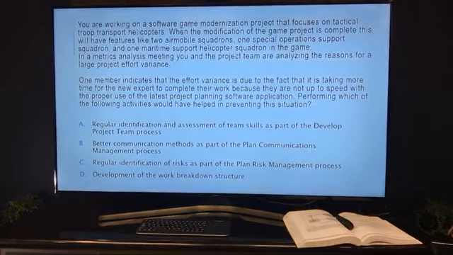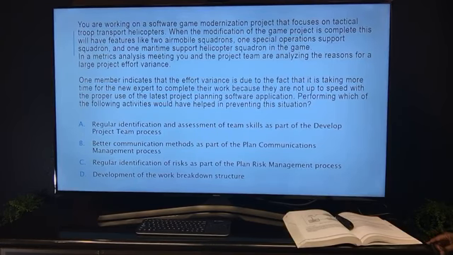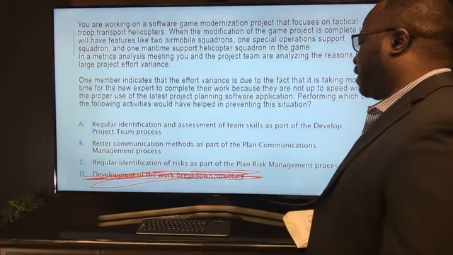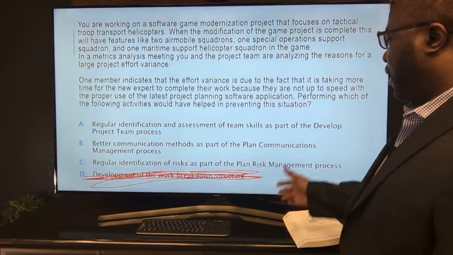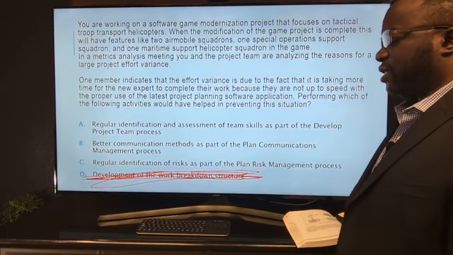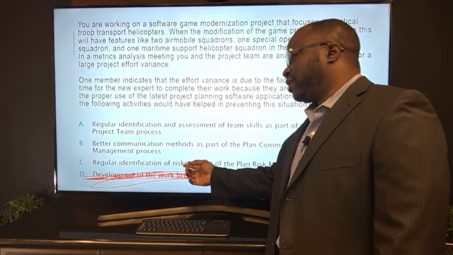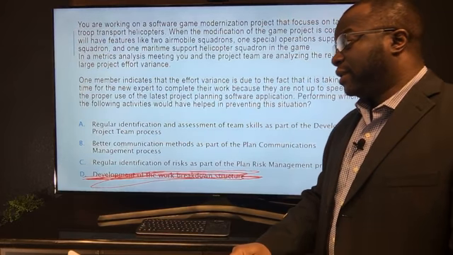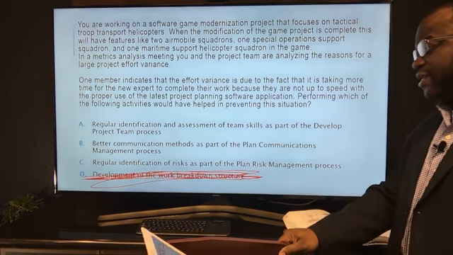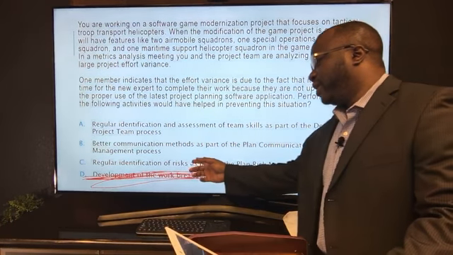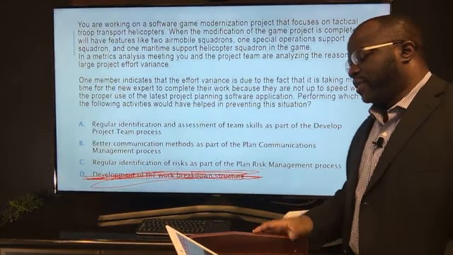So we can get rid of D. Let's get rid of D. D would not be the option you jump at first. The problem isn't the scope. C, regular identification of risks as part of the plan risk management process. That sounded like a very, very intelligent option until you get to the second part of the sentence and it says, as part of the plan risk management process. Where do we identify risks? We identify risks in what process?